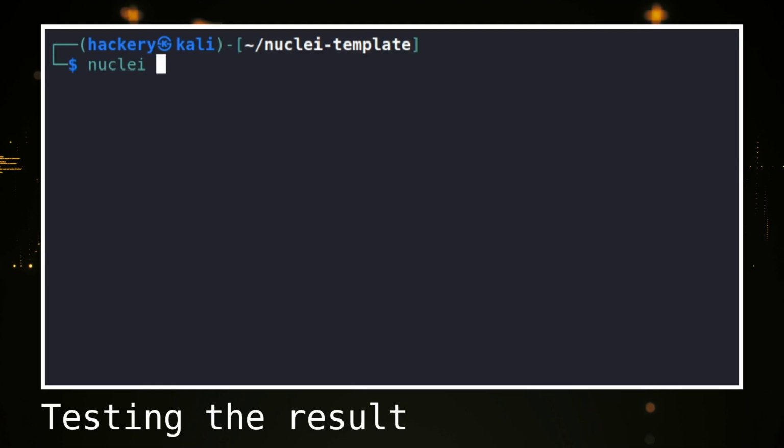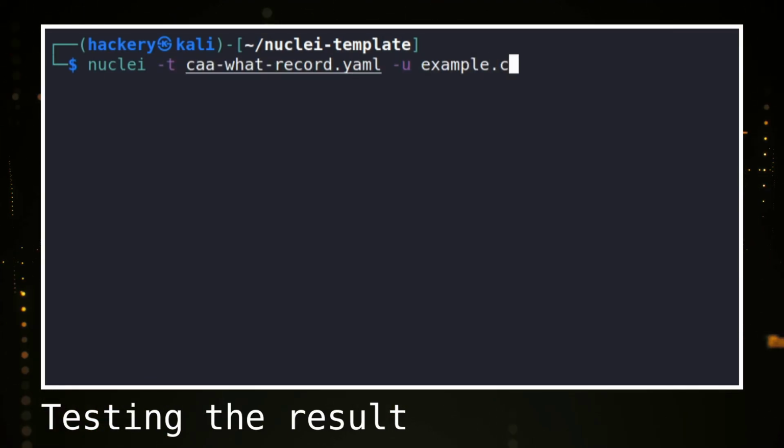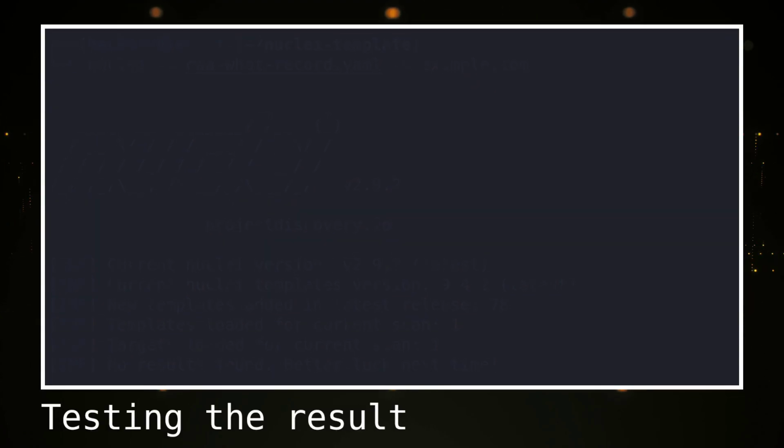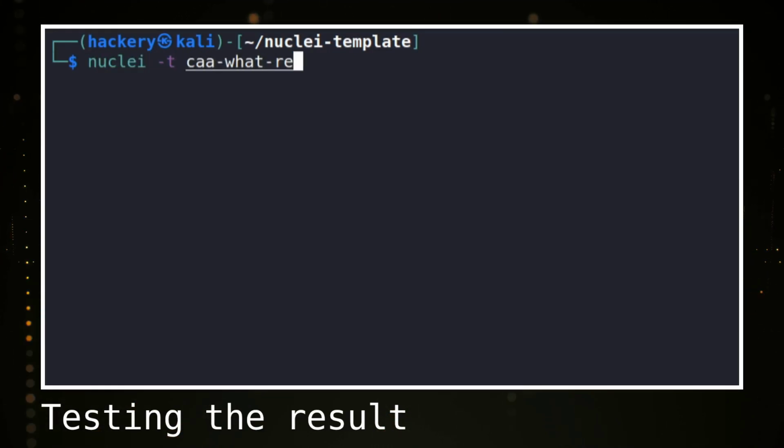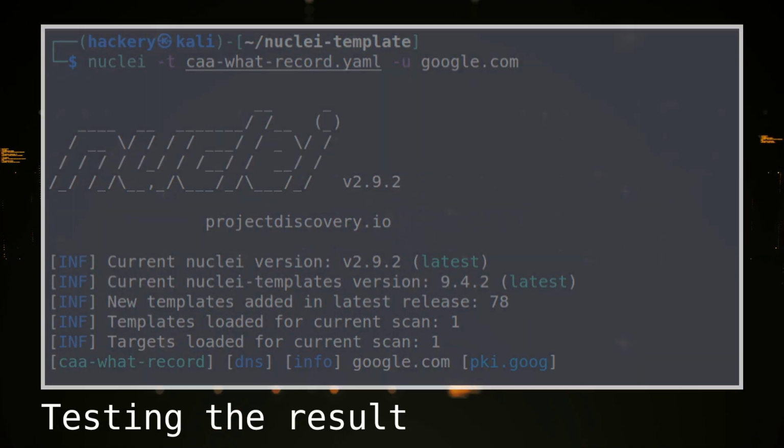When we run this template on example.com, we can't see any indication that the template ran. This is because example.com does not have a CAA record set. Let's try running it now on a domain that has a CAA record set. Google.com has a CAA record set. When looking at the output, we can see that the template returns the CAA record that has been set.